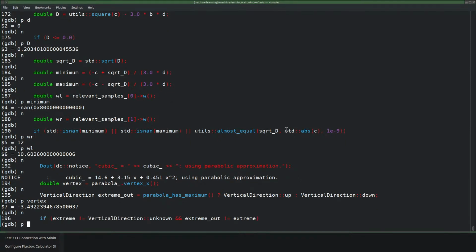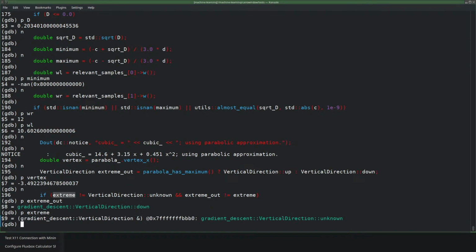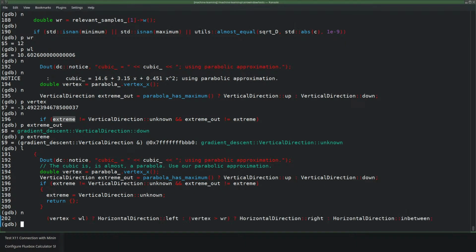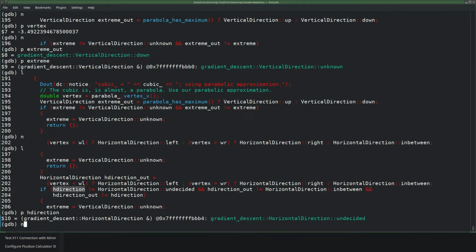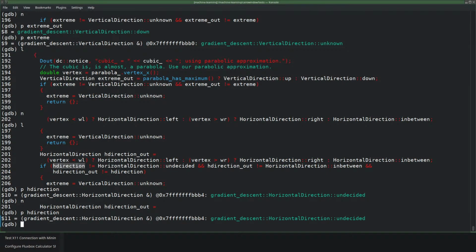So extreme out should be down. And then immediately we detect that this is... No, it's not, because this is unknown. So I don't really care about which it is, so we just do next. And then we get this one, and that's also skipped because the current H direction is undecided. So then we set H direction out to H direction, which is undecided.